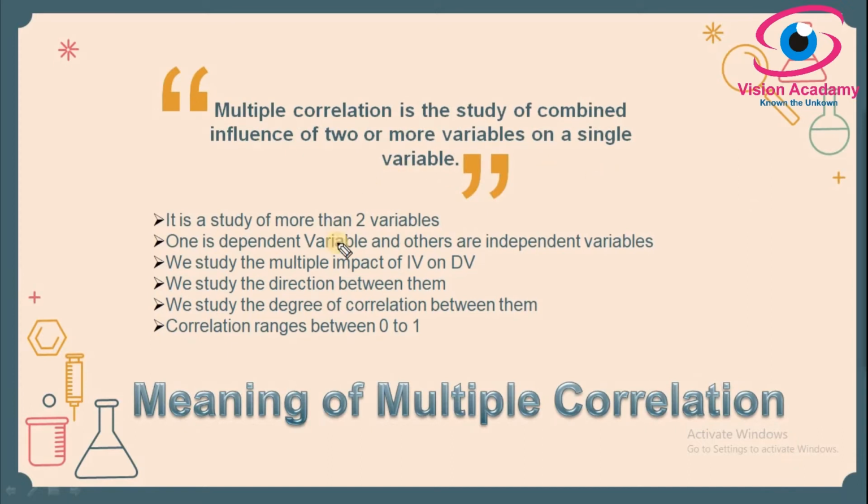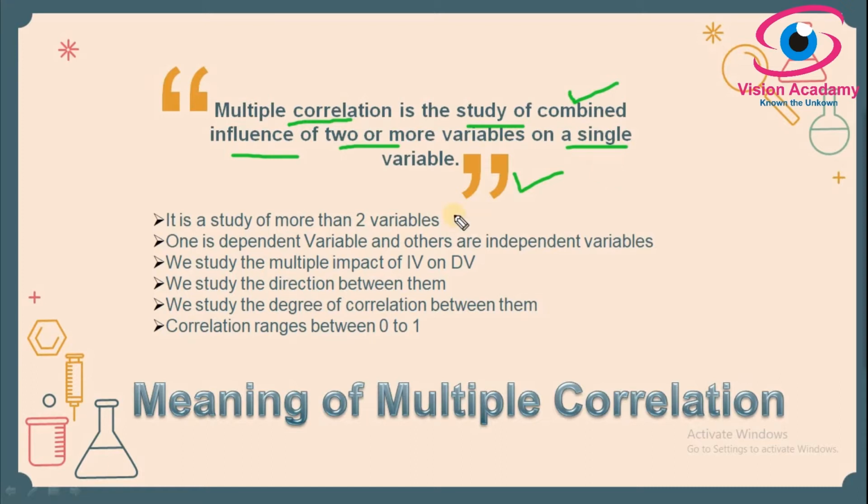Here let us understand what is multiple correlation. Here it is very simple. Multiple correlation is the study of combined influence. Very importantly, the combined influence of 2 or more variables on a single variable is called multiple correlation. 2 or more variables must influence a single variable in combination, then we can term this multiple correlation. I will give you an example of how 2 or more variables in combination influence one variable.